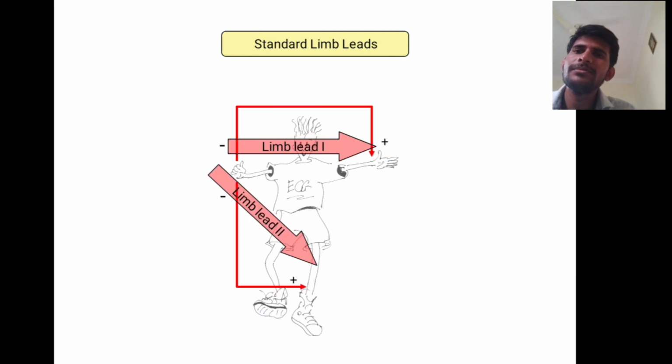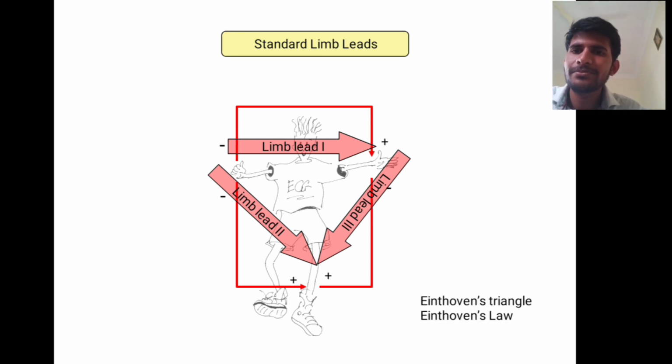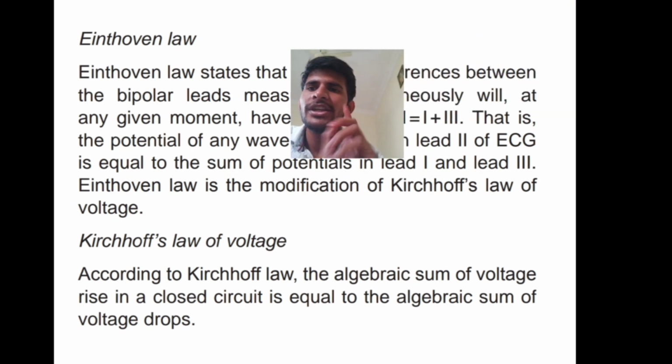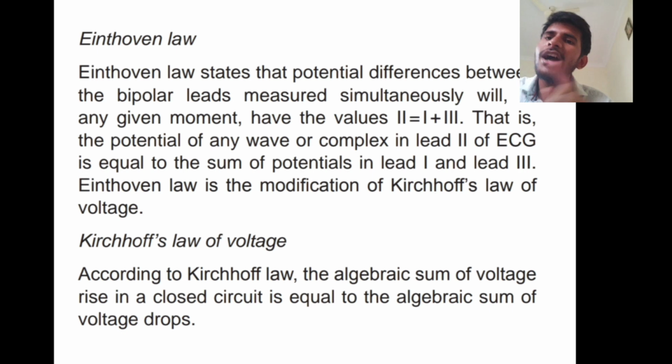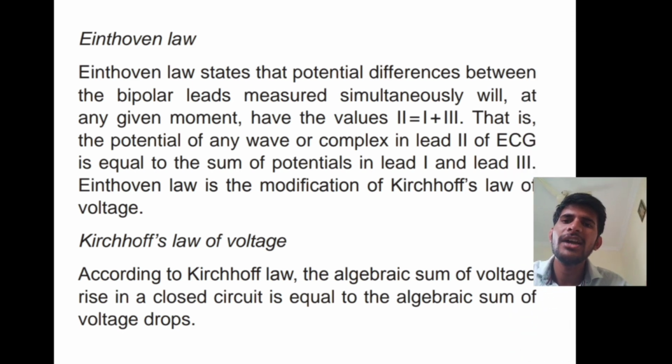See, this is what I was saying. You just go through it. This is the Einthoven triangle or Einthoven's law. What Einthoven's law says is that lead 2 is equal to the sum of the other two, lead 1 and lead 3. I would go through Kirchhoff's law because it is more convenient. According to Kirchhoff's law, the algebraic sum of the voltage rises in a closed circuit is equal to the algebraic sum of the voltage drops. Read this, you will understand what I am saying.